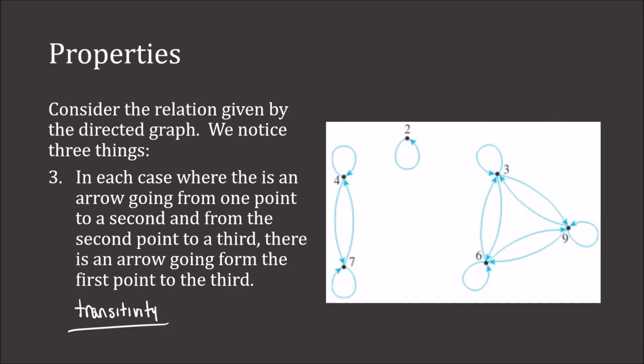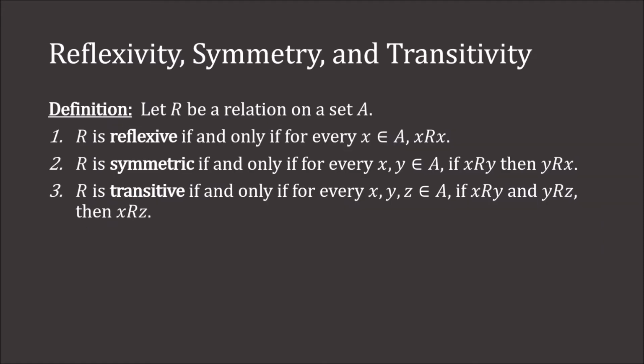These are the three properties of relations, and we now formally define all three. So we let R be a relation on a set A. R is reflexive if and only if for every x in A, x is related to itself. R is symmetric if and only if for every x and y in A, if x is related to y, then y is related to x. And third, R is transitive if and only if for every x, y, z in A, if x is related to y and y is related to z, then x is related to z.